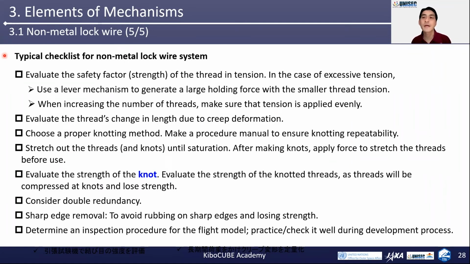Here I show a typical checklist for a non-metal lock wire system. First, please evaluate the safety factor, meaning the strength of the threads in tension. In the case of excessive tension being applied, there are several methods. One option is to use a lever mechanism to generate a large holding force with a smaller thread tension. Another is simply increasing the number of threads. But when increasing the number of threads, please make sure that the tension is applied evenly to each thread.